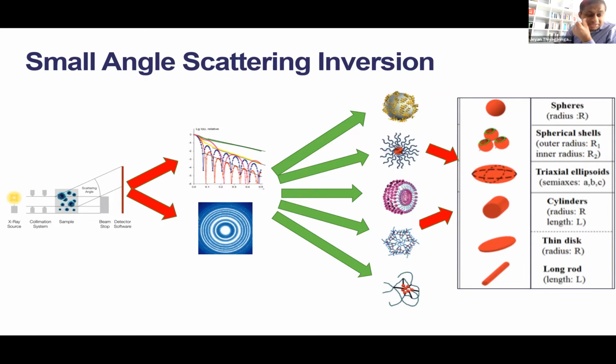What happens is, depending on material structure, you get different scattering patterns here. And then you also get the curve, which is what we call an intensity I(Q) curve. The shapes of the particulates basically decide what sort of scattering patterns we get. So it could be a sphere, a spherical shell, ellipsoids or cylinders. And depending on the shape of these particles, you also have different parameters associated with it.